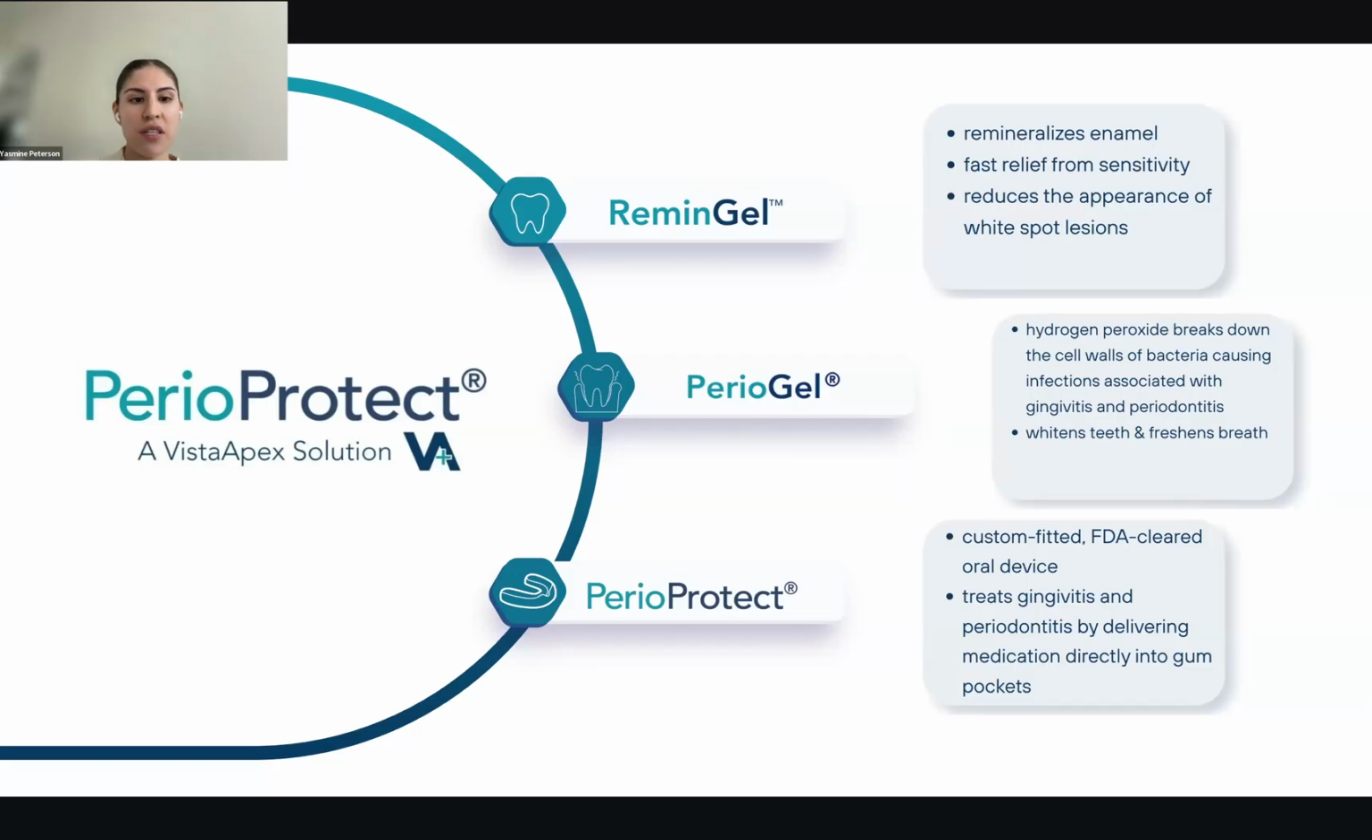is an ecosystem. Vista Apex has created PerioProtect, and under PerioProtect we have Riemann Gel, PerioGel, and PerioProtect trays. Obviously today we're mostly going to be focusing on Riemann Gel. Riemann Gel is great because it remineralizes enamel. It was created for sensitivity, it provides fast relief from sensitivity, and it can also reduce the appearance of white spot lesions.